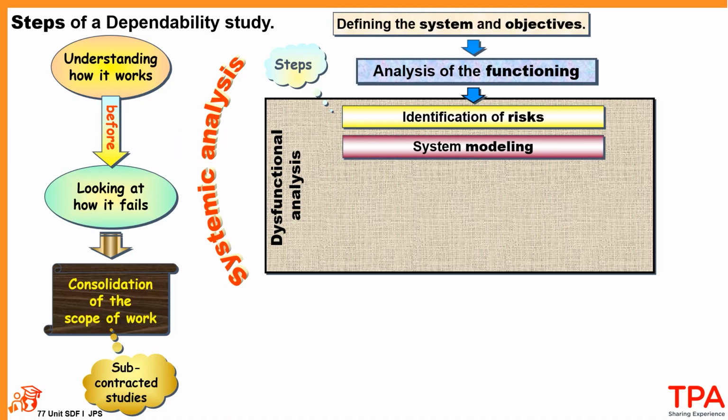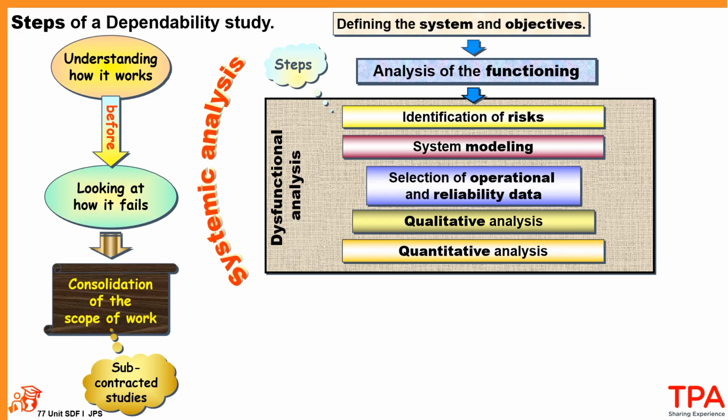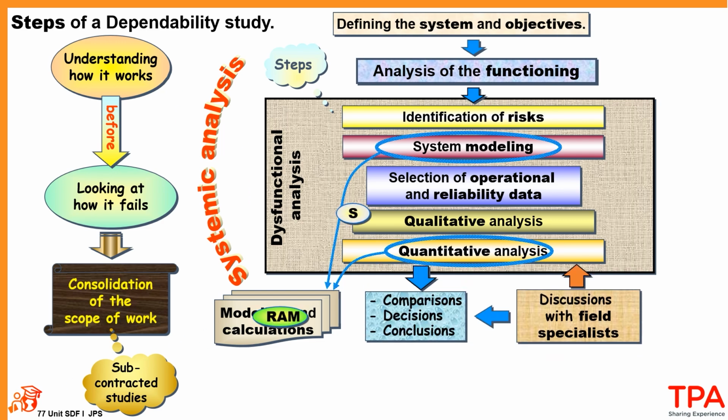Then comes the modeling of the system with regards to the above risks. This comprises the selection of the relevant data needed both from operational and reliability points of view. This allows to proceed to qualitative analyses, and then to quantitative analyses. This results in modeling and calculations, which in combination with specialists from the field, allow to proceed to comparisons between various designs, to take decisions and to draw relevant conclusions. This is both with regards to reliability, availability, maintainability, and safety.